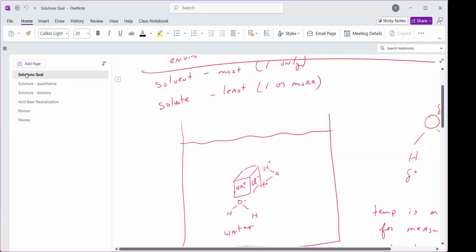And real quickly, normally I spend a lot of time on the qualitative aspect of solution creation, where we take a crystal of something in water and show how it dissolves. However, all I want you to know is that when you put a crystal of something in water, water is very polar.